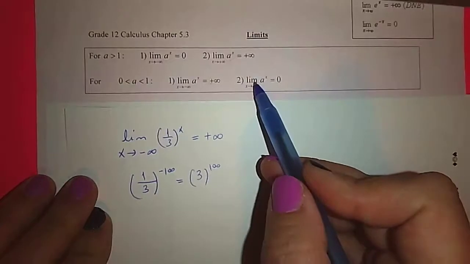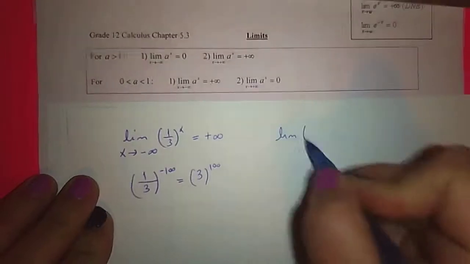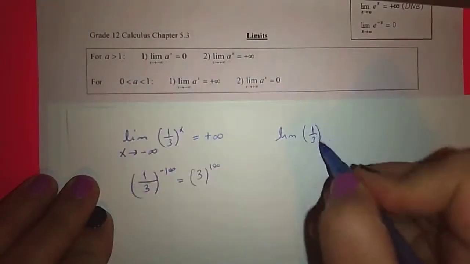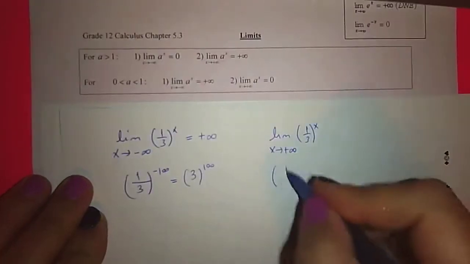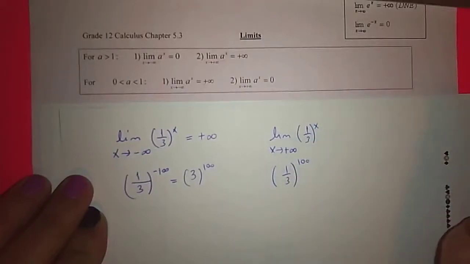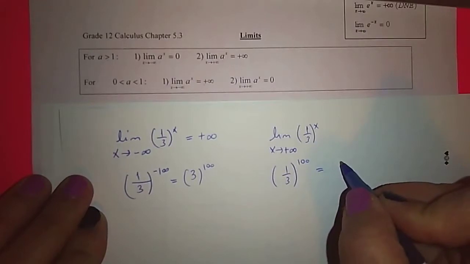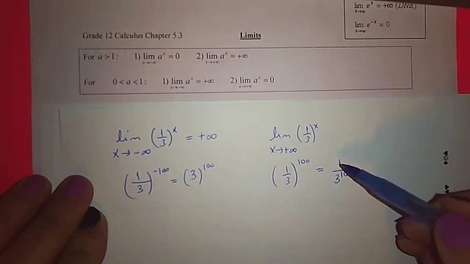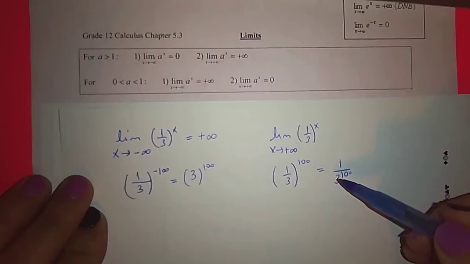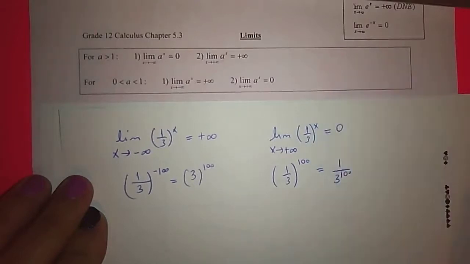Let's look at the second one. Limit of a to the power of x as x approaches positive infinity equals 0. Let's try it again, because a is between 0 and 1. This time we are looking as x approaches positive infinity, so you are substituting a big positive number here. This gives you 1 to the power of 100, and 1 to the power of anything is 1, so you get 1 over 3 to the power of 100. You are dividing 1 by a very big positive number, so you are going to get a very, very small number that is close to 0. So the limit is 0 here.